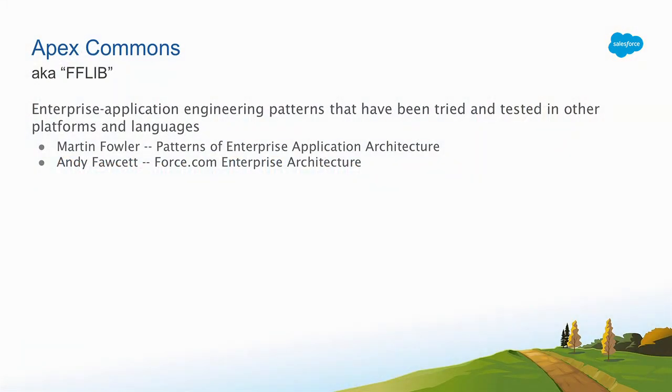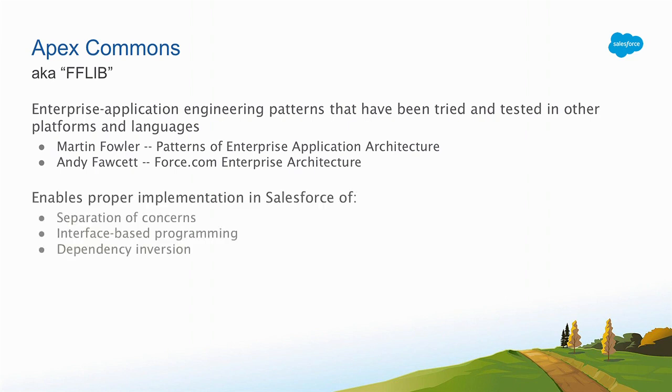FFlib. For some of my friends in Europe, it's called Flib. So if you hear me call it Flib or something like that, you know what I'm talking about now. All right, it's a set of enterprise application engineering patterns that have been tried and tested in many platforms and languages around the development industry. It's based upon a book by Martin Fowler called Patterns of Enterprise Application Architecture, and then also using a lot of the stuff that Andy Fawcett wrote about in his book, Force.com Enterprise Architecture.